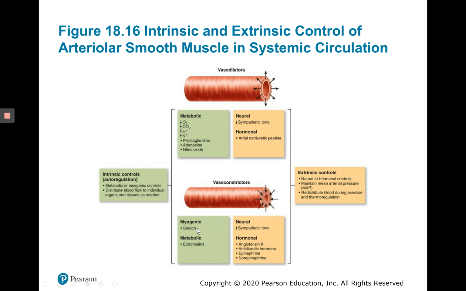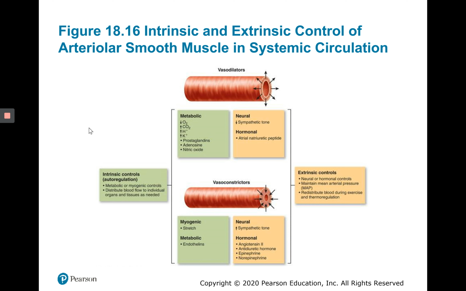The myogenic response, again, is intrinsic, and we would see that stretch of smooth muscle in the arterial walls causes vasoconstriction, whereas lack of stretch would cause vasodilation. So those are our intrinsic autoregulatory controls, again, metabolic or myogenic, and we would see that these are distributing blood flow to individual organs and tissues as needed. It's when the tissue or organ itself controls blood flow by controlling the arteriolar smooth muscle diameter.